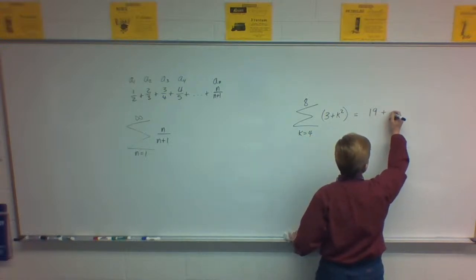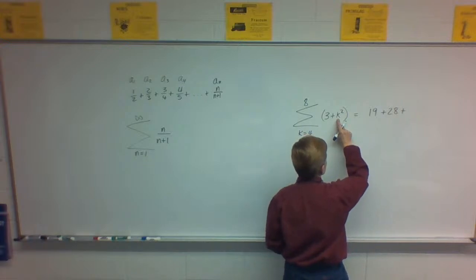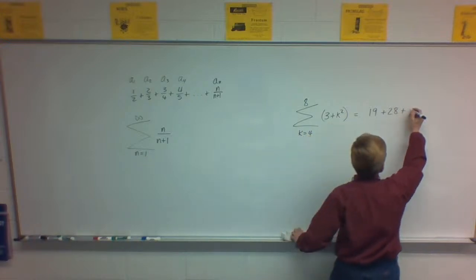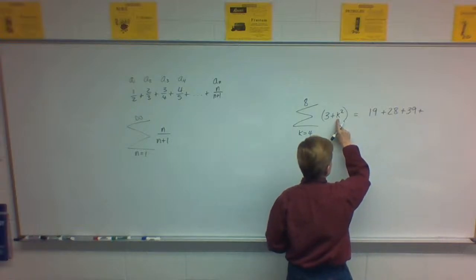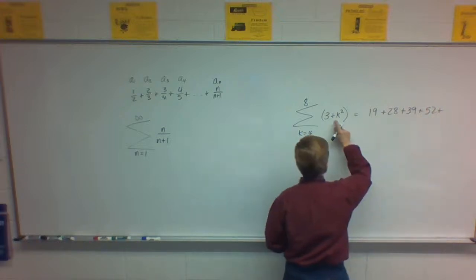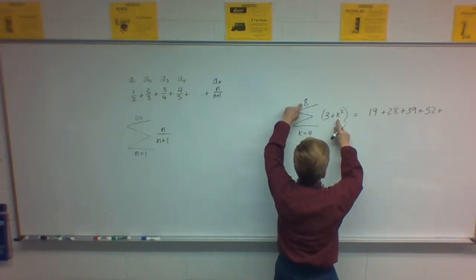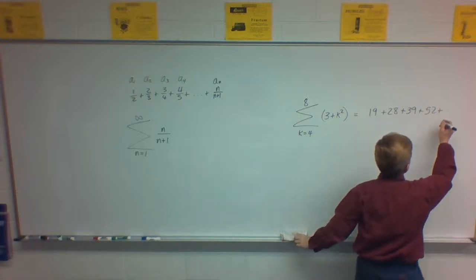We put a plus sign here because we're adding. What's the next number we put in for k? 6. 6 squared plus 3 is 39. And then 7 will be next. 49 plus 3 is 52. And the last one is when we put 8. When we finally put this in, we're done. So this will be 64 plus 3, which is 67.